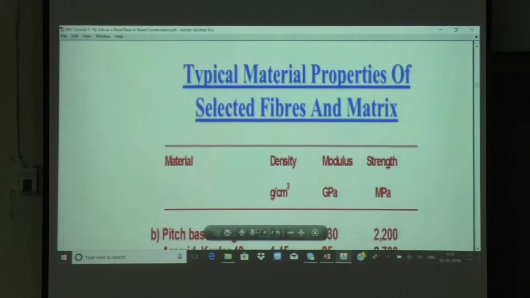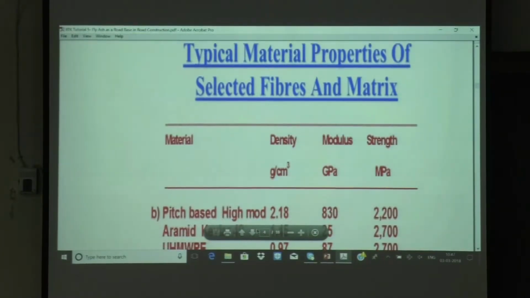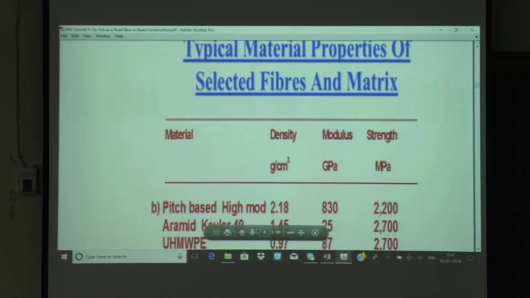Now, typical material properties of selected fiber and matrix are worth remembering and knowing. Pitch-based fibers have a modulus of elasticity of about 830 GPa, which is pretty close to that of carbon. What is the modulus of elasticity of carbon?